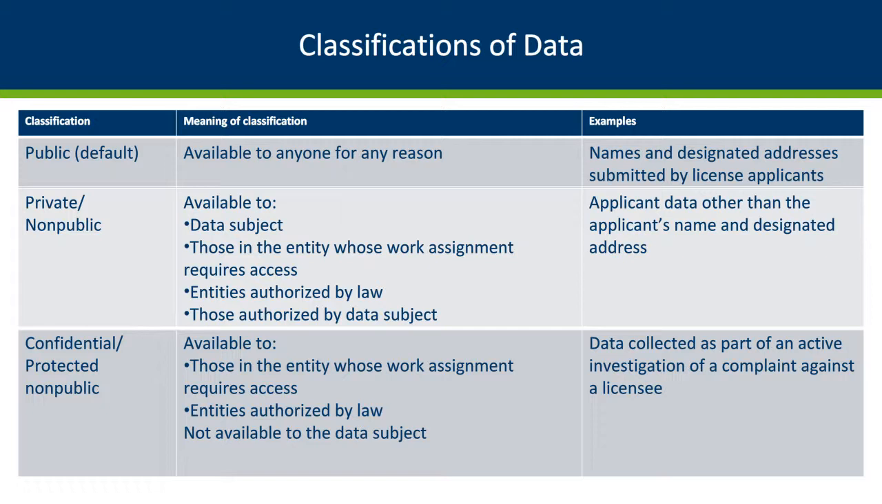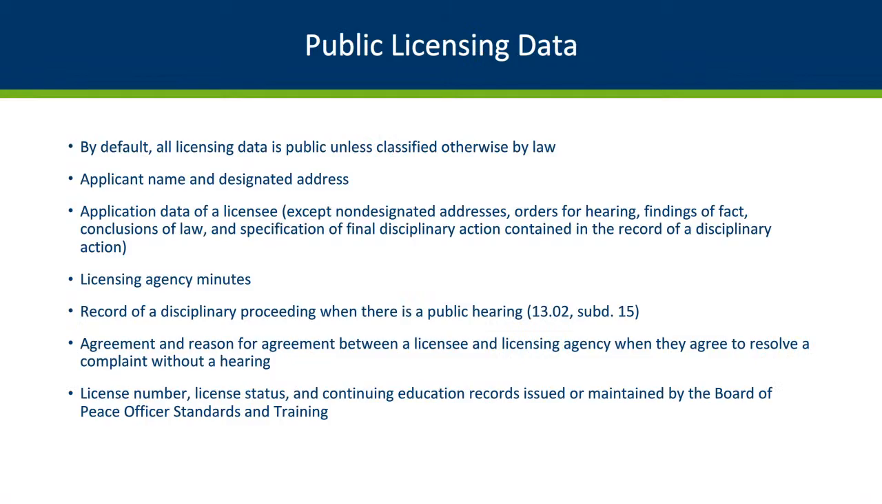The final classifications are confidential or protected nonpublic data. These data are not available to the data subject. In fact, these data are only available to those in the entity whose work assignment requires access, and any entities authorized by law. An example of this classification includes active investigative data relating to an investigation of a complaint against a licensee. All data that are not classified are public data by default.